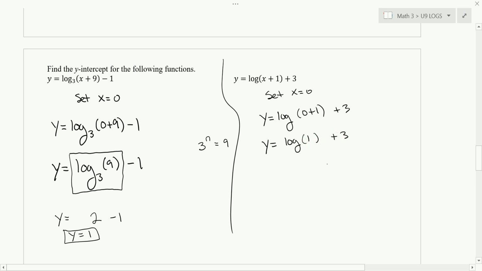What are we getting? We got to find log of 1. There's no indicated base, so what's the base? 10. So it's asking the question, 10 to what power equals 1? And the answer is 0. So this is y equals 0 plus 3, which is 3.